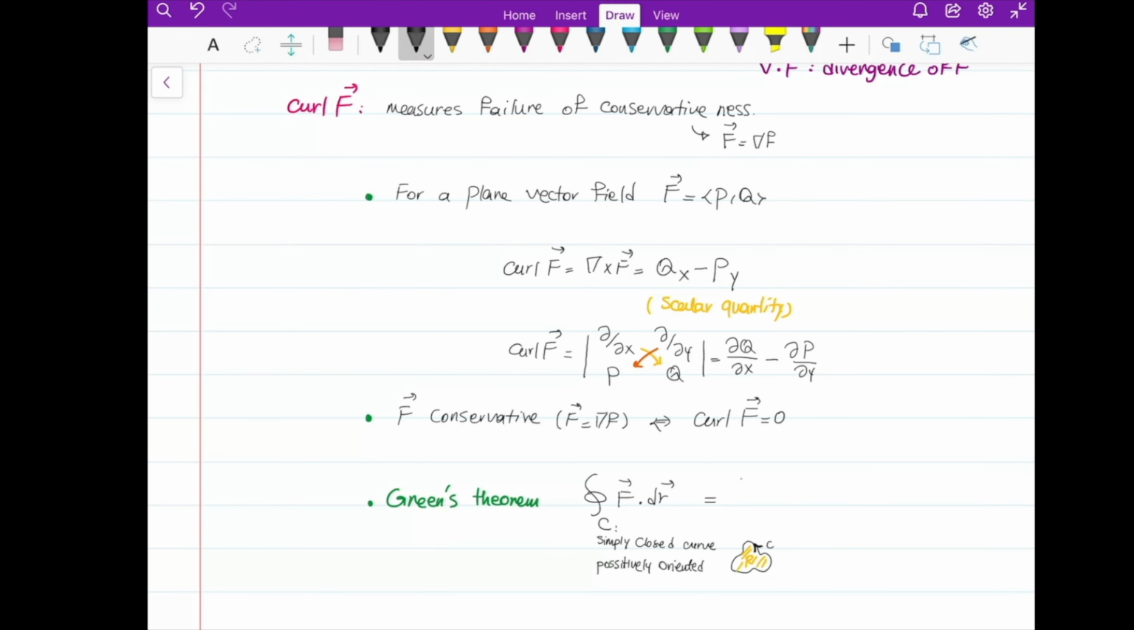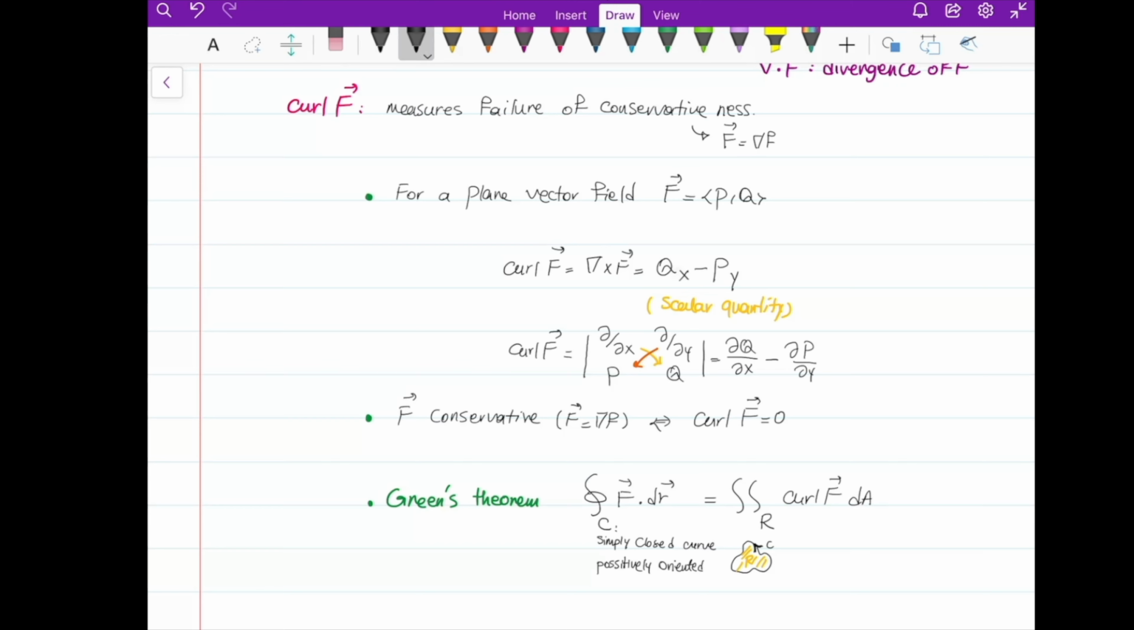It's equal to the double integral over the region R, which is the region enclosed by the curve C, of Qx minus Py, where P and Q are the components of F. And this is basically the curl of F, dA.